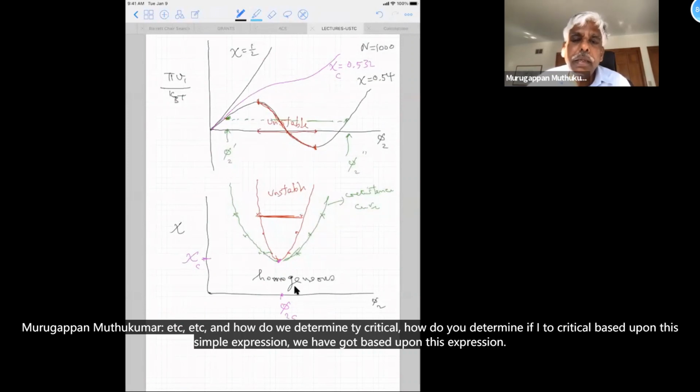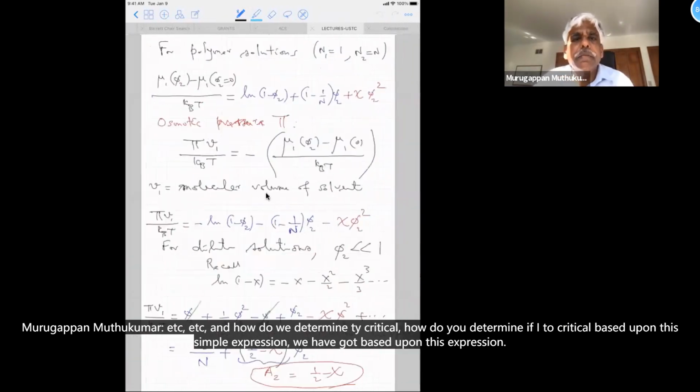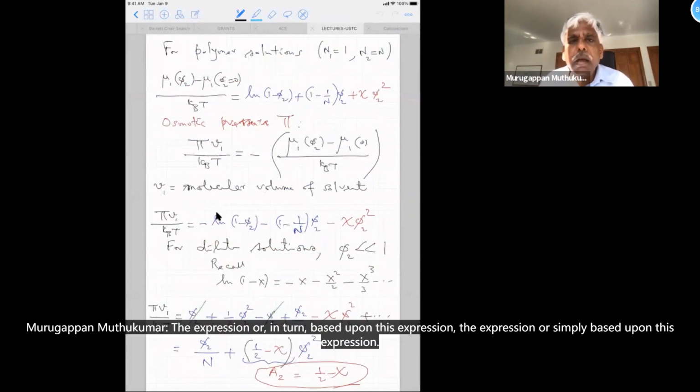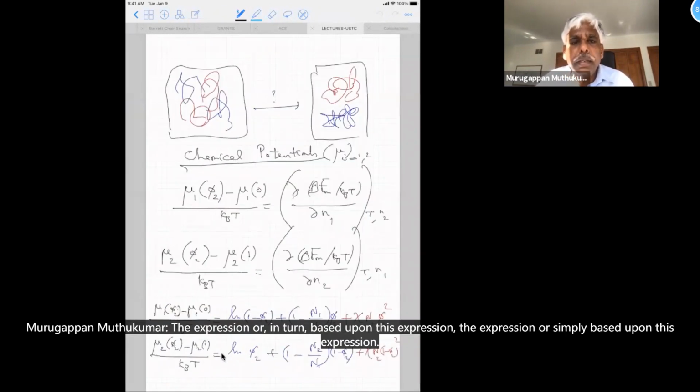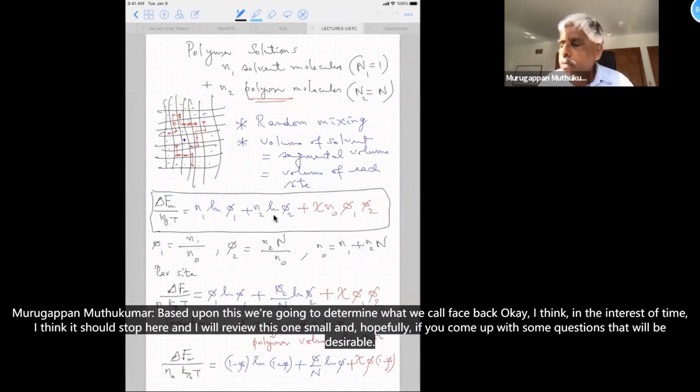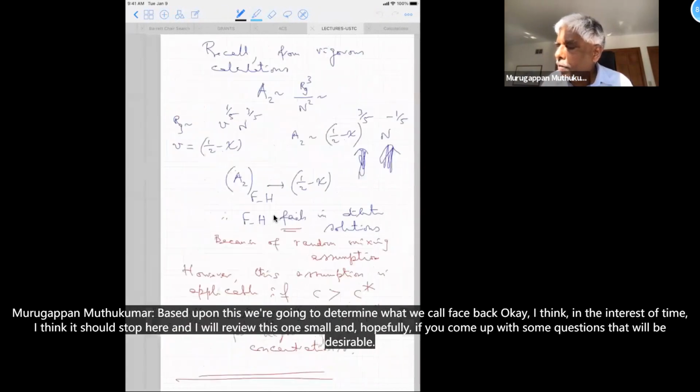How do you determine phi 2 critical based upon the simple expression we have got, based upon this expression, or in turn based upon this expression? These expressions are simply based upon this expression. Based upon this, we are going to determine what we call the phase diagram.